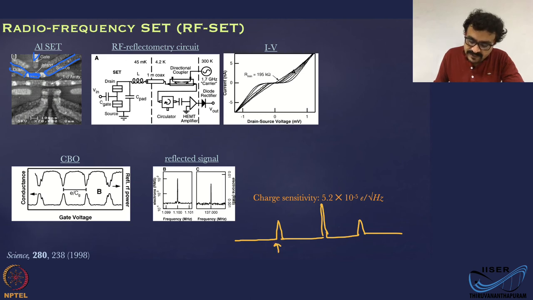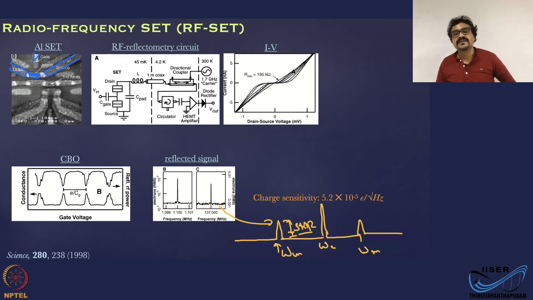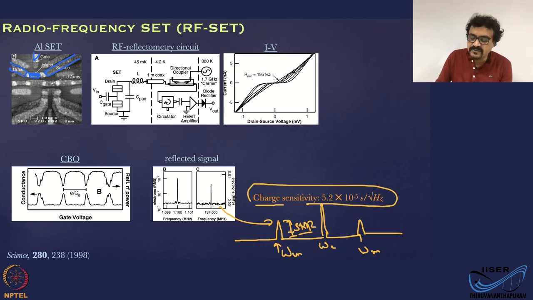So this is basically the modulated power, and this is the carrier power. So what we are seeing here is these peaks. Okay. So the signal to noise ratio of these peaks can tell you how sensitive this device is, and you can extract a sensitivity, in this case the charge sensitivity, of the order of few tens of micro electrons per root hertz for the device.